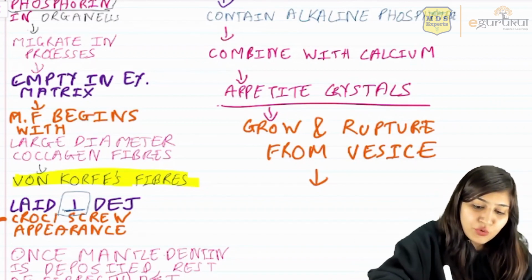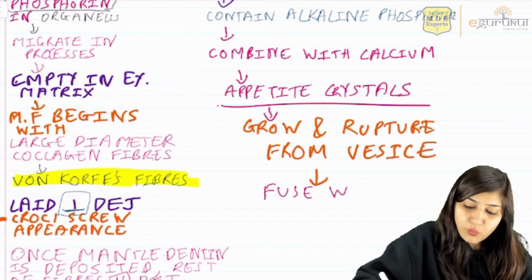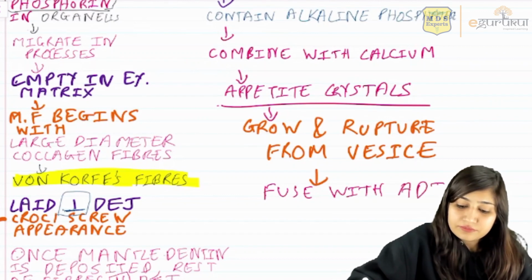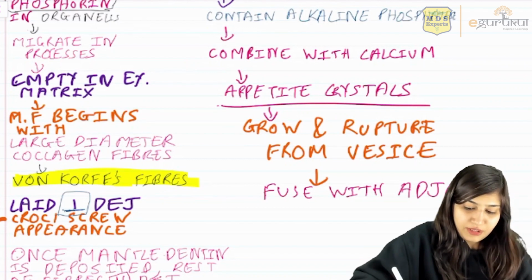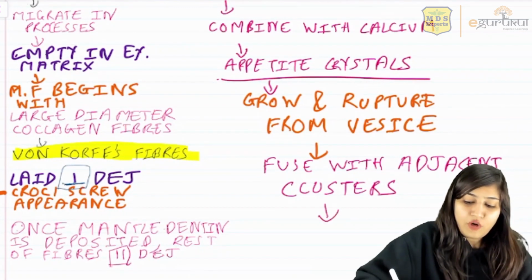So they will fuse with adjacent clusters and form a uniform matrix.